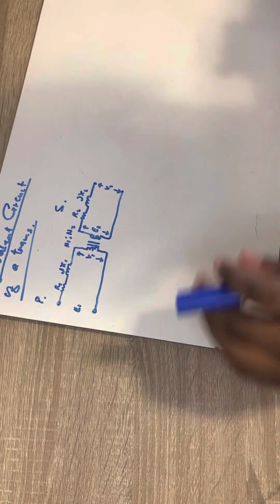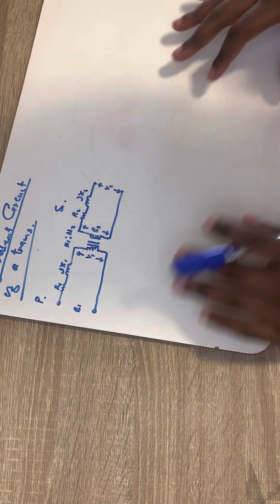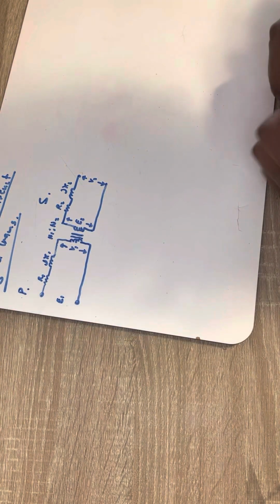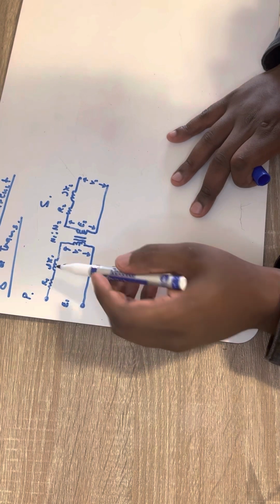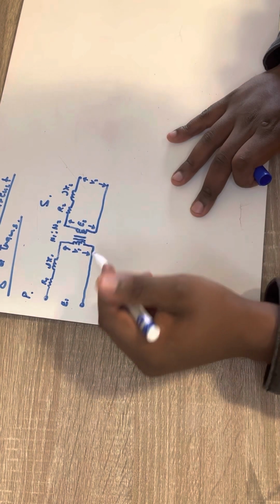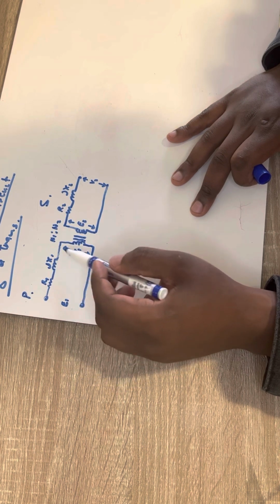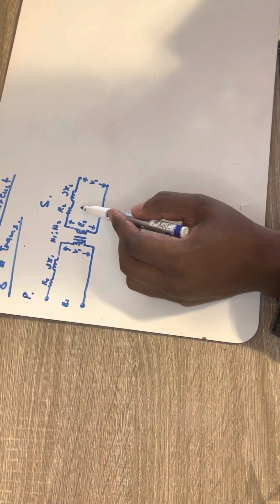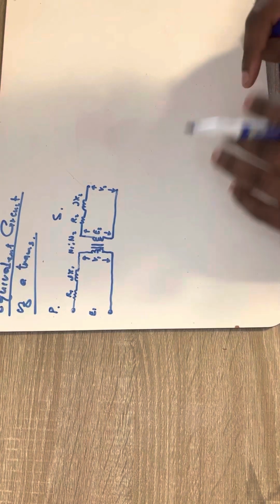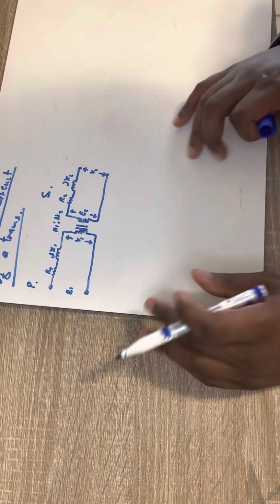Hello guys, today we'll talk about an equivalent circuit of a transformer. An equivalent circuit of a transformer consists of the primary circuit and the secondary circuit. On the primary side of the transformer we have the resistance and the inductance, as well as on the secondary side you have the resistance and the inductance. This is due to the flux leakage of the transformer.